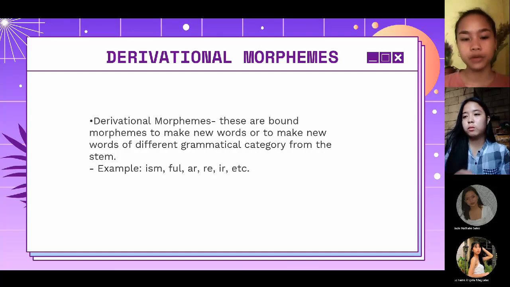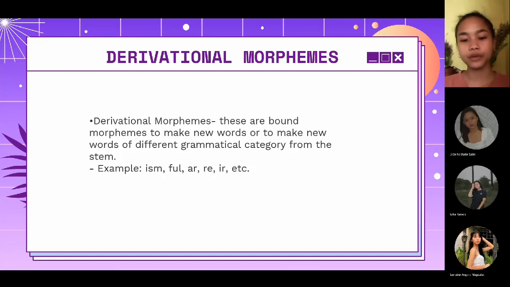So derivational morphemes, when combined with a root, change the semantic meaning or the part of speech of the affected word. For example, in the word happiness, the addition of bound morpheme ness to the root word happy changes the word from adjective happy to a noun happiness. So, next slide, please.